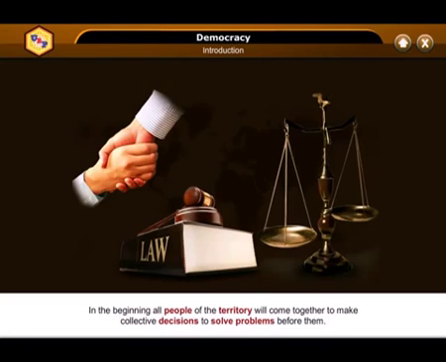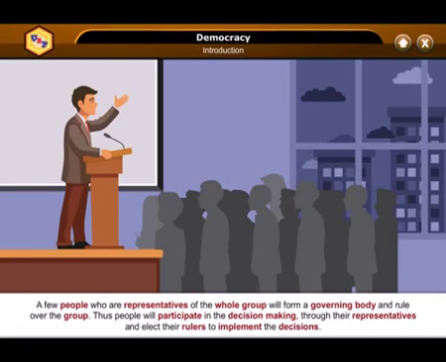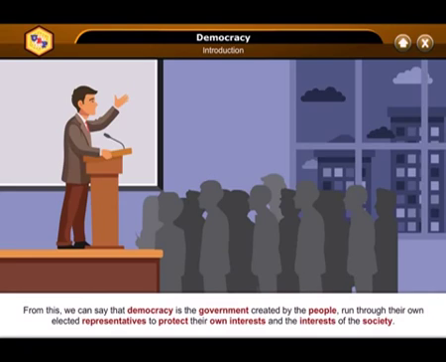In the beginning, all people of the territory will come together to make collective decisions to solve the problems before them. A few people who are representatives of the whole group will form a governing body and rule over the group. Thus, people will participate in decision-making through their representatives and elect their rulers to implement the decisions. This will be a democratic system. This is the process of formation of a democratic government. From this, we can say that democracy is the government created by the people, run through their own elected representatives to protect their own interests and the interests of the society.